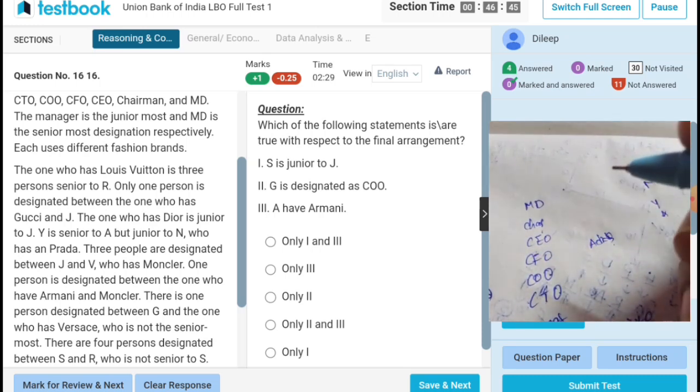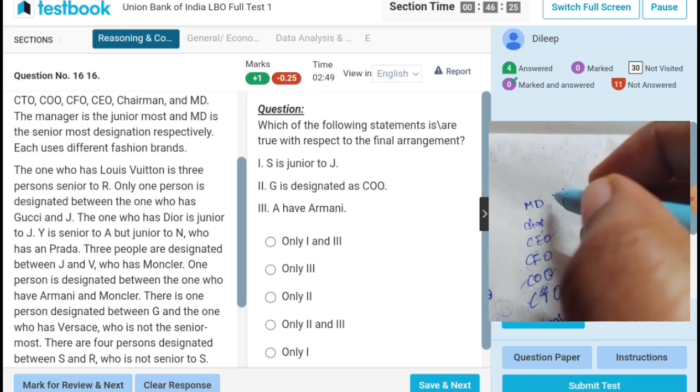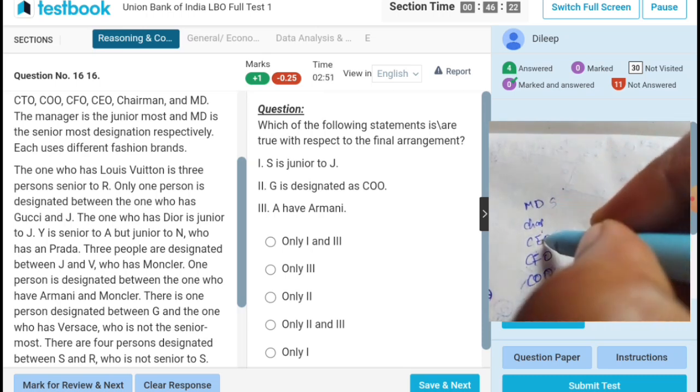Here, junior to G. Three people are designated between G and V. One person is designated between the one who is Harmon and Monsler. There is one person designated between the G and the R, who is not senior to S.